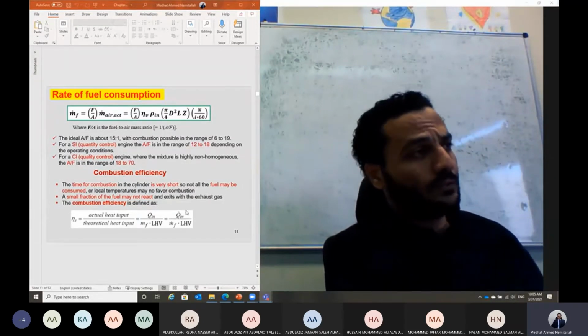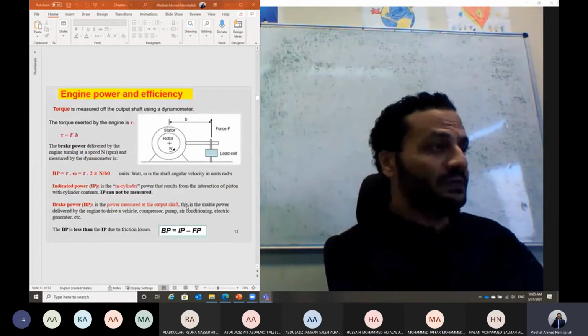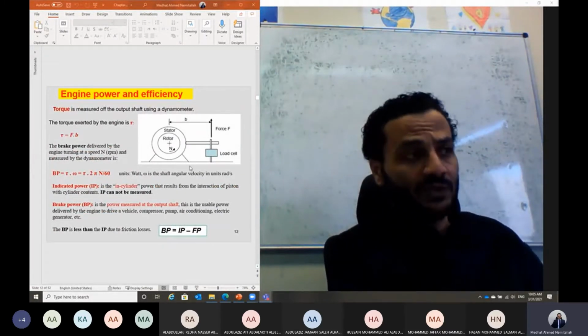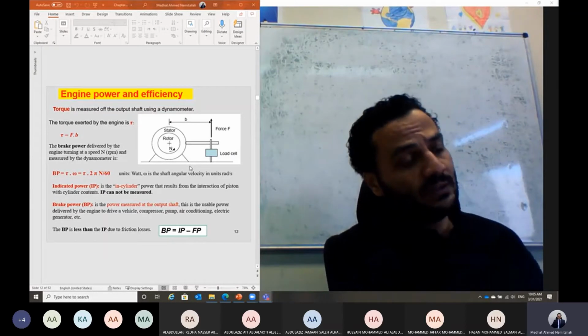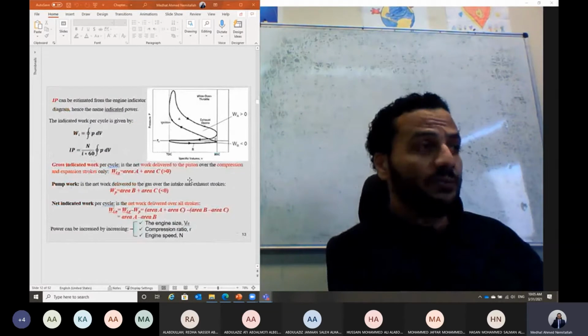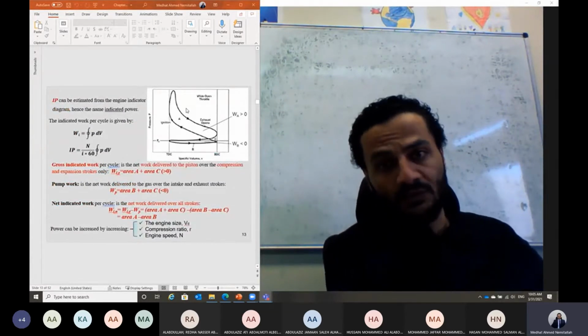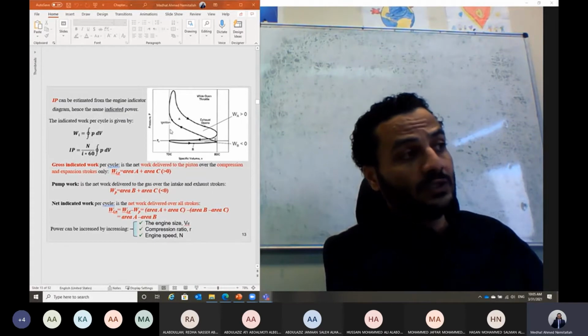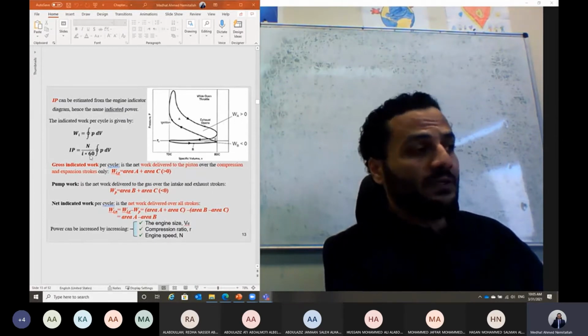Also, we talked about the difference between brake power and the indicated power. We said the indicated power is the power that we can get from the indicator diagram, like the PV diagram, like what we have learned in chapter 5. Indicated power is equal to the integration of PdV, which is the net work, and we have to multiply by the number of cycles per second, then we can get the indicated power, or the rate of power generated inside the piston.